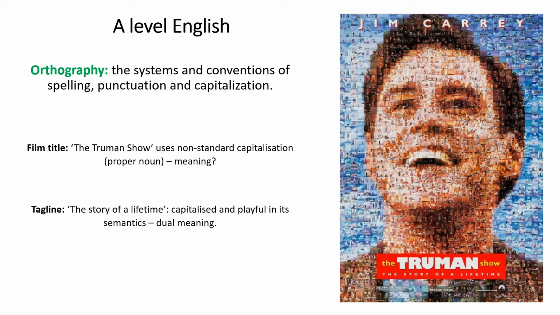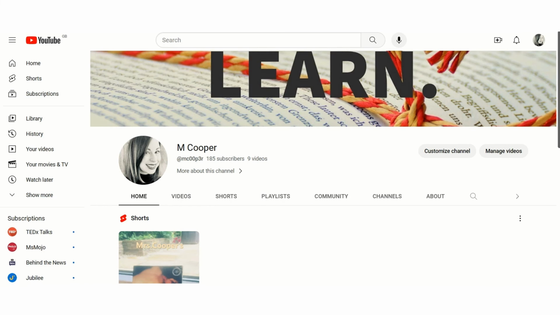However, if we've watched the film and we understand that this whole premise of the film is about Jim Carrey having lived his entire lifetime within the show, we can then actually get a secondary meaning, and we can interpret the tagline, The Truman Show, the story of a lifetime, to mean thus: the Truman Show is the story of Truman's entire life. Which is exactly what the entire film is.